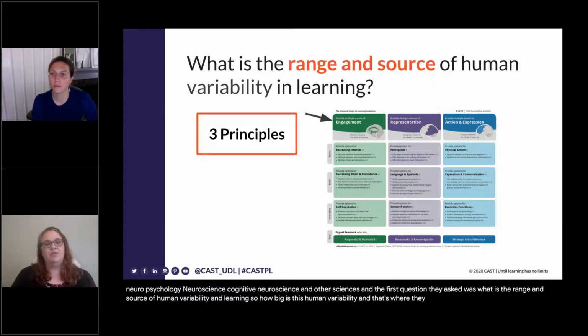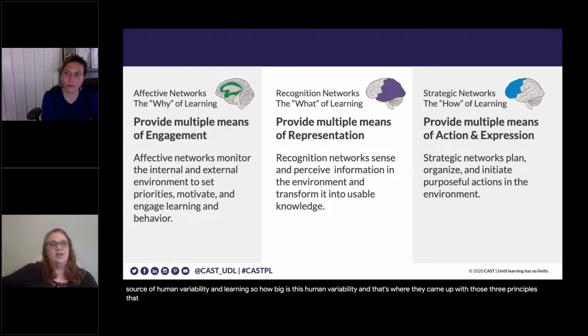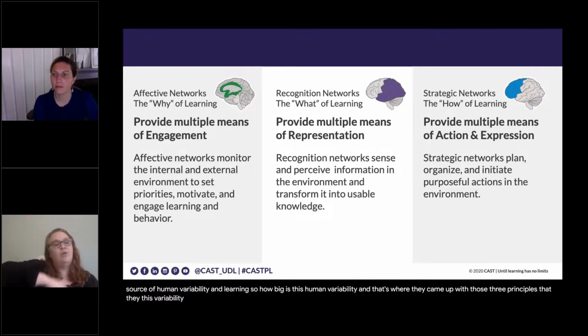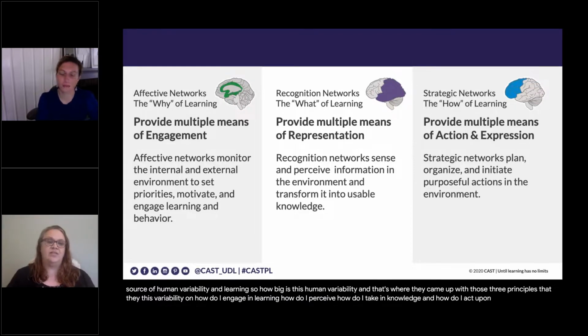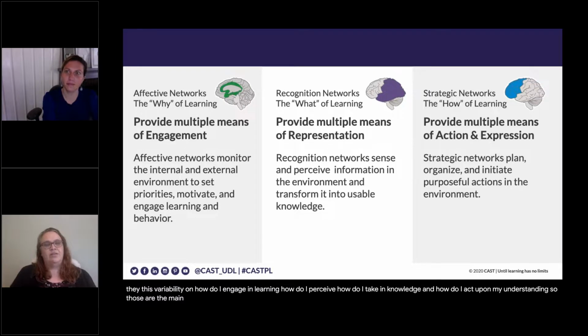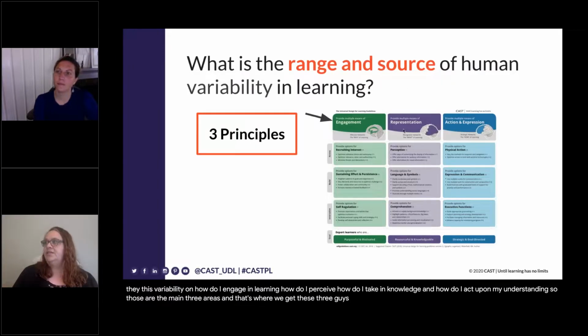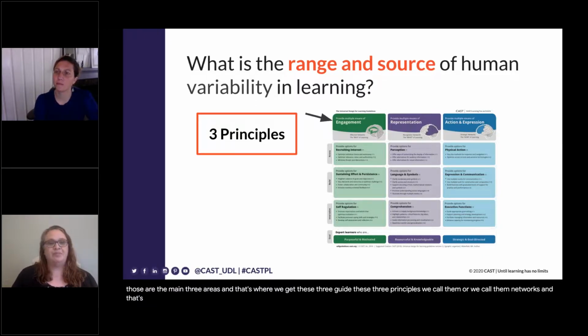And that's where they came up with those three principles, because this variability goes along these three lines. How do I engage in learning? How do I perceive? How do I take in knowledge? And how do I act upon my understanding? So those are the main three areas. And that's where we get these three principles, as we call them, or we call them networks. And that's where that comes from.